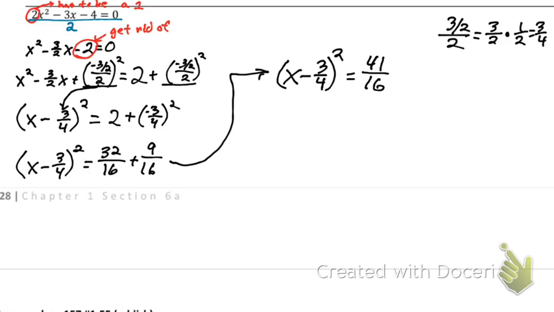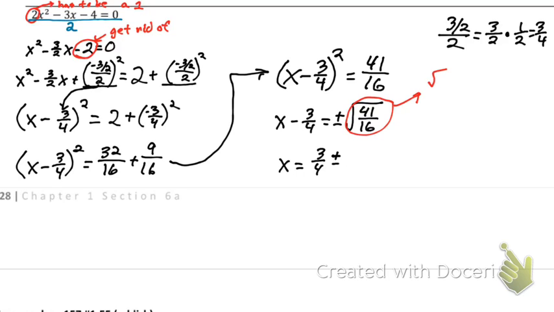So I take the square root of both sides, and we're going to have x minus 3 over 4 equals plus or minus the square root of 41 over 16. I'm going to do two steps here. We're adding 3 over 4 to both sides, so I'll have x equals 3 over 4 plus or minus, and just a little note to ourselves: this is the same thing as square root of 41 over square root of 16.